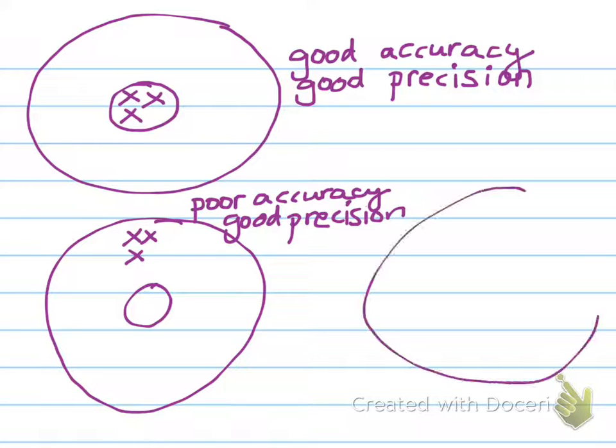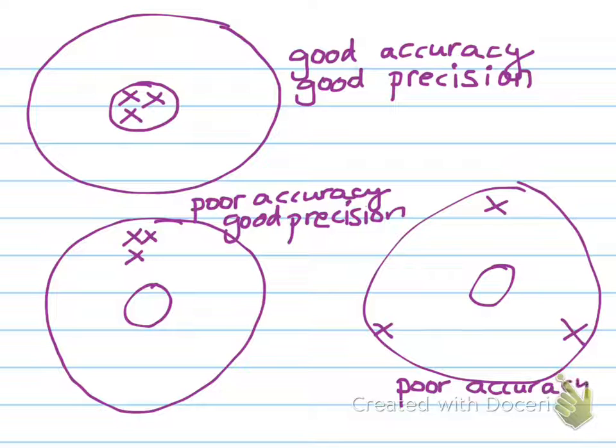All right, lastly, what would my results look like if I had poor accuracy and poor precision? They'd be all over the place. They might even not hit the target. So this is poor accuracy and poor precision.